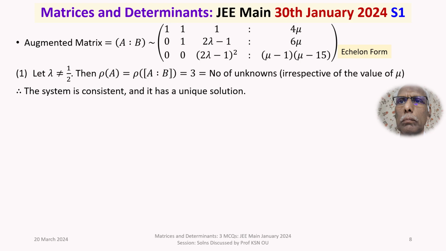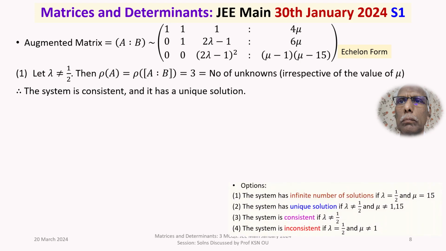Agreed? So that is the unique solution that you will get. Let's look at our options here. Option 3: the system is consistent when lambda is not equal to 1 by 2. When lambda is not equal to 1 by 2, the system is consistent. That is, option 3 is true.